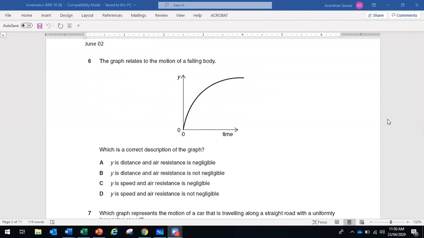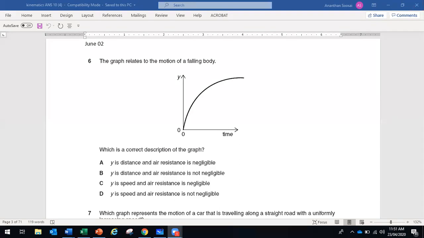Okay, so what's the answer? It's an ST graph. Sorry, is it an ST graph? Which is the correct description of the graph? This is the graph of a falling body. You have to check whether there is air resistance or not. It's curving down. So let's see who gives the answer.